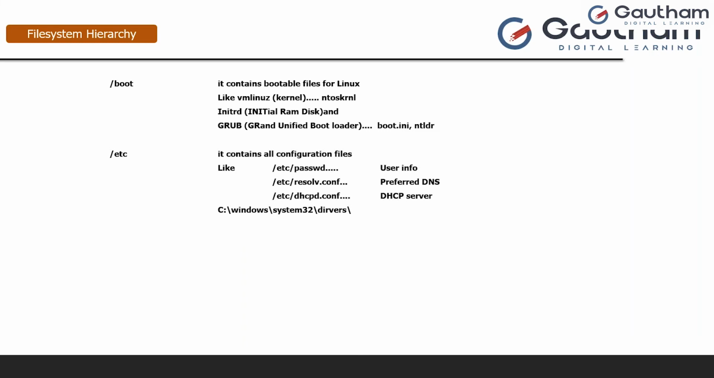Moving forward, we have one more directory called etc. Generally, etc stands for et cetera. Here it contains all the configuration files that you have in the system. Now, first of all, what exactly is a configuration file? We have different things in the system. We have users, you have network, you have software, you have applications. Each of these components will have their own settings files.